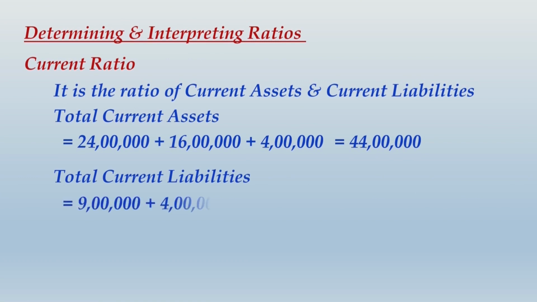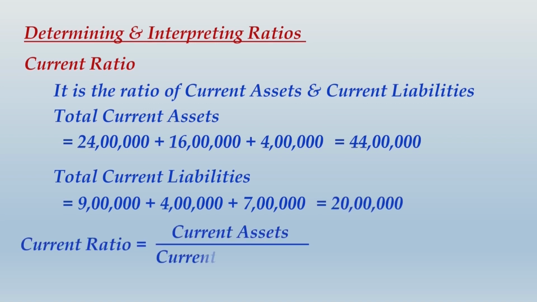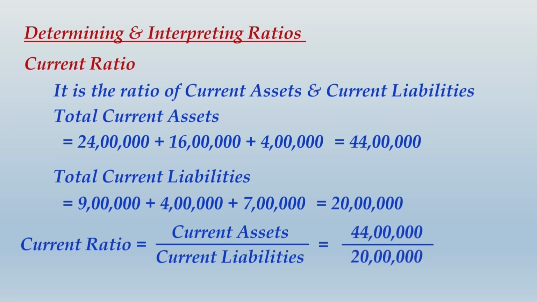Let us take the total of current liabilities, which will be 9 lakh plus 4 lakh plus 7 lakhs, which is giving you 20 lakhs. So, current ratio is basically current assets divided by current liabilities, which will be 44 lakhs by 20 lakhs, that is 2.2:1, or you can also write this as 2.2 times. But this will be a better style of writing it as 2.2:1.